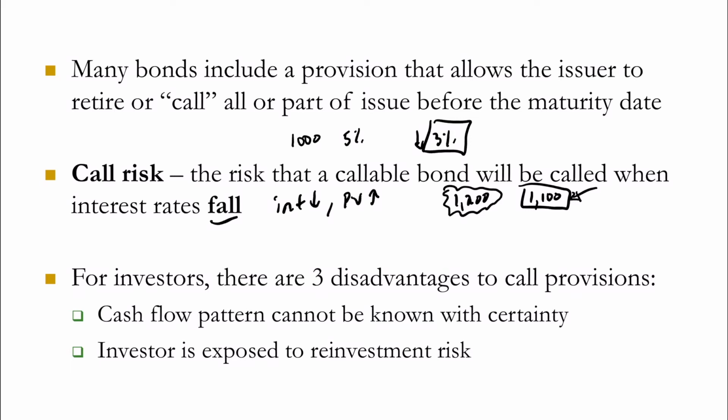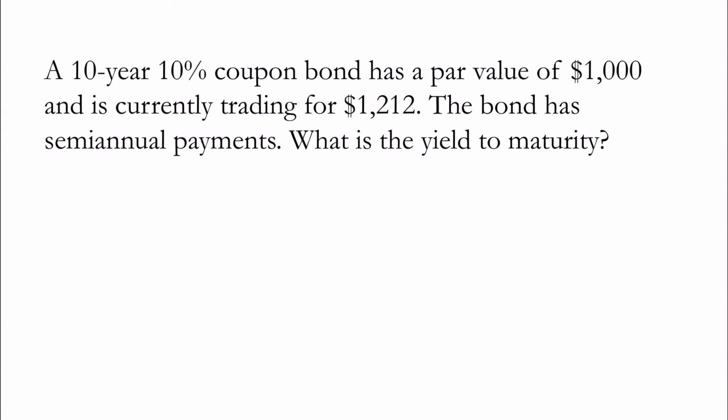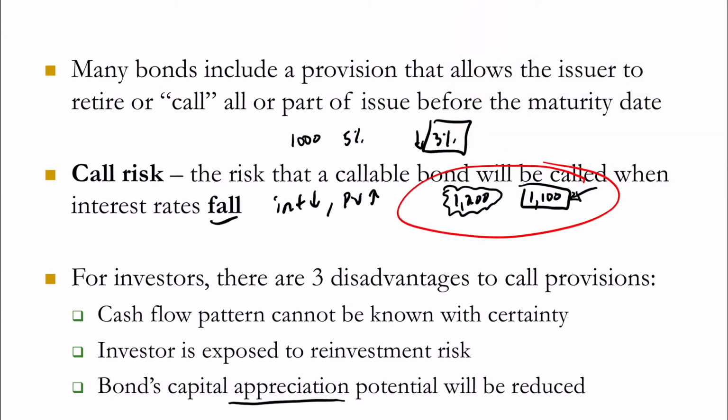Well, in the event of a call exercise, if the interest rates drop, the bond is going to be called, and then if you want to reinvest in the bond market at the same risk, you're going to have to invest in a bond that is offering lower coupon rates. And then the bond's capital appreciation potential will be reduced. Capital appreciation would mean the bond price increasing in value. For example, in my previous example, although the bond price went up to $1,200, my capital appreciation potential is actually only up to $1,100 due to that call provision in that particular bond's indenture, the contract.